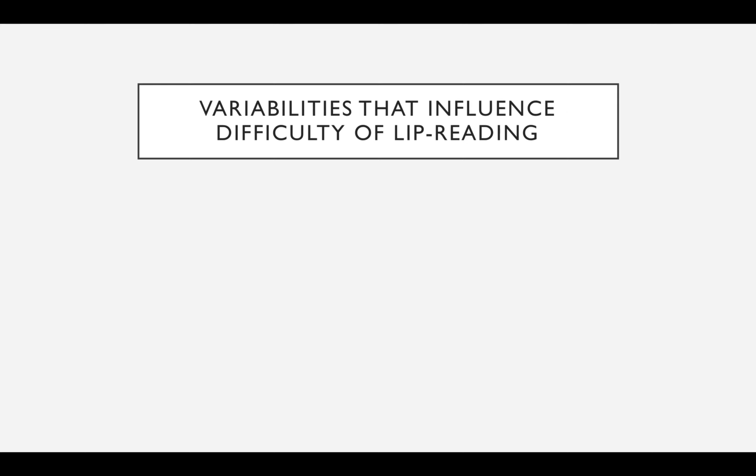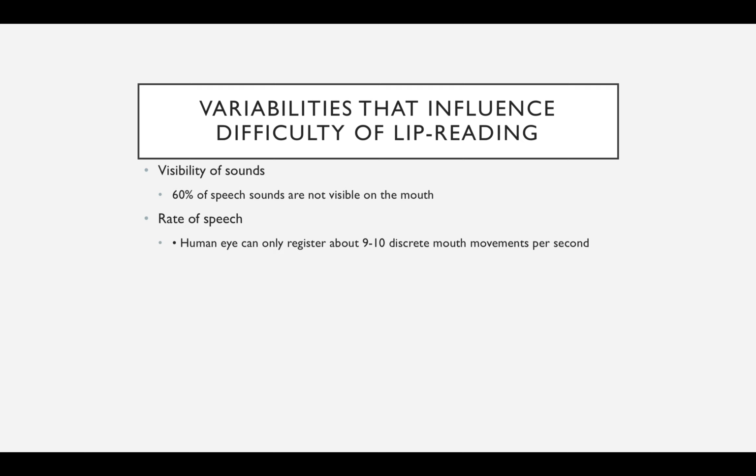And then some variabilities that influence the difficulty of lip reading. This will include the visibility of sounds. So just keep in mind that 60% of speech sounds are not visible on the mouth. Also, the rate of speech. The human can only register about 9 to 10 discrete mouth movements per second. And co-articulation and stress effects, so both can change the way sounds look.